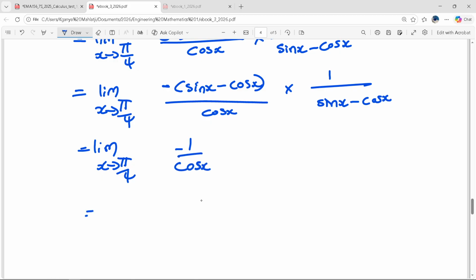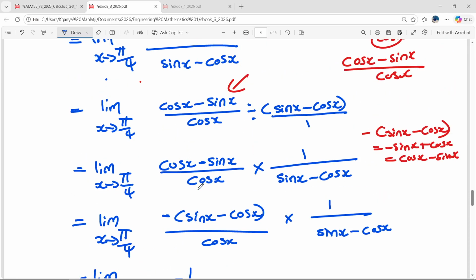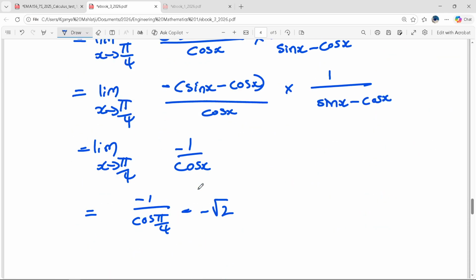Now you can substitute: −1 over cos(π/4). Do not forget to convert your calculator to radians. So your answer here is −√2. Yes, −√2. I think that's it here.